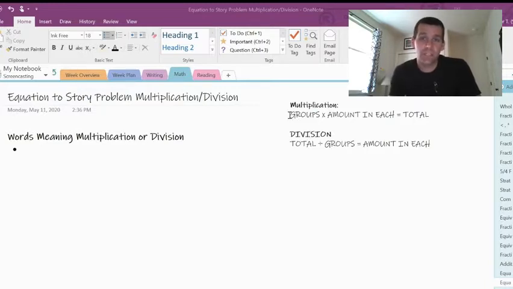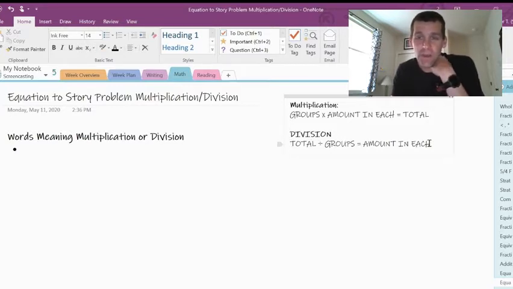In this case, multiplication is this idea of taking groups and the amount in each group to equal a total. We call those two things factors, and they get us to our total on the end. With division, it's a little bit different. Our total gets moved over here to the beginning, and then we're dividing our total into groups, and that equals the amount in each.